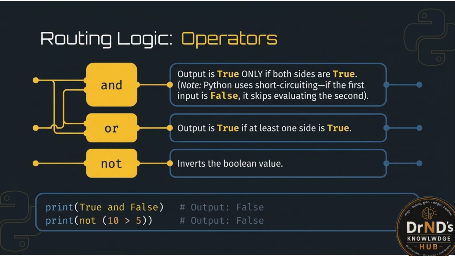Next, the OR operator. Let's look at the OR operator. The OR operator returns true if at least one condition is true. Only when all conditions are false does the result become false. For example, true or false returns true because one condition is already true. Similarly, false or true also returns true.